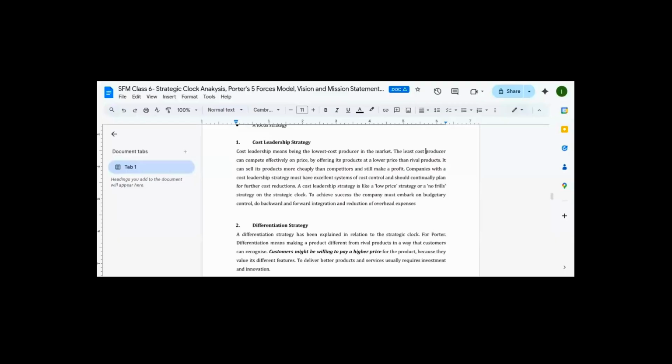The least cost means that the lower price producer can compete effectively on price. So meaning that using cost leadership strategy now, company is competing offensively on price. What we are using as a weapon to compete with others in the market is selling at moderate or lower price. So with the use of the cost leadership strategy, company can sell its products more cheaply than competitors and still make a profit in the long run.